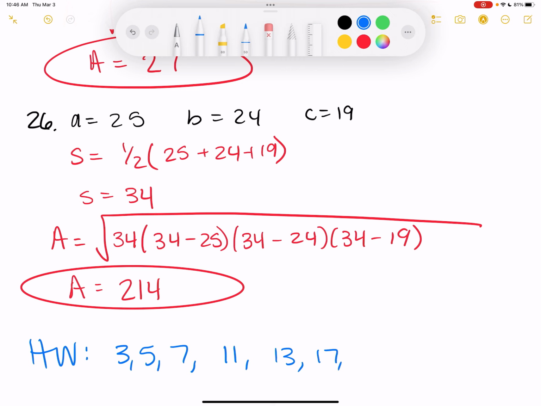They could be Wolverine. Okay, so you will have tomorrow to do these in class. Problems 3, 5, 7, 11, 13, 17, and then 27 and 31.